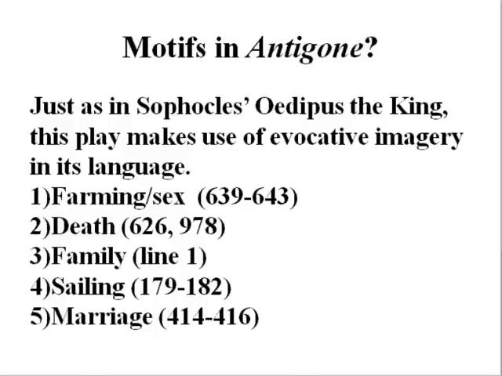Lastly, I'd like to point out that just like in Sophocles' Oedipus the King, this play makes use of evocative imagery in its language. Farming, sex, death, family, sailing, and marriage all appear in spades.